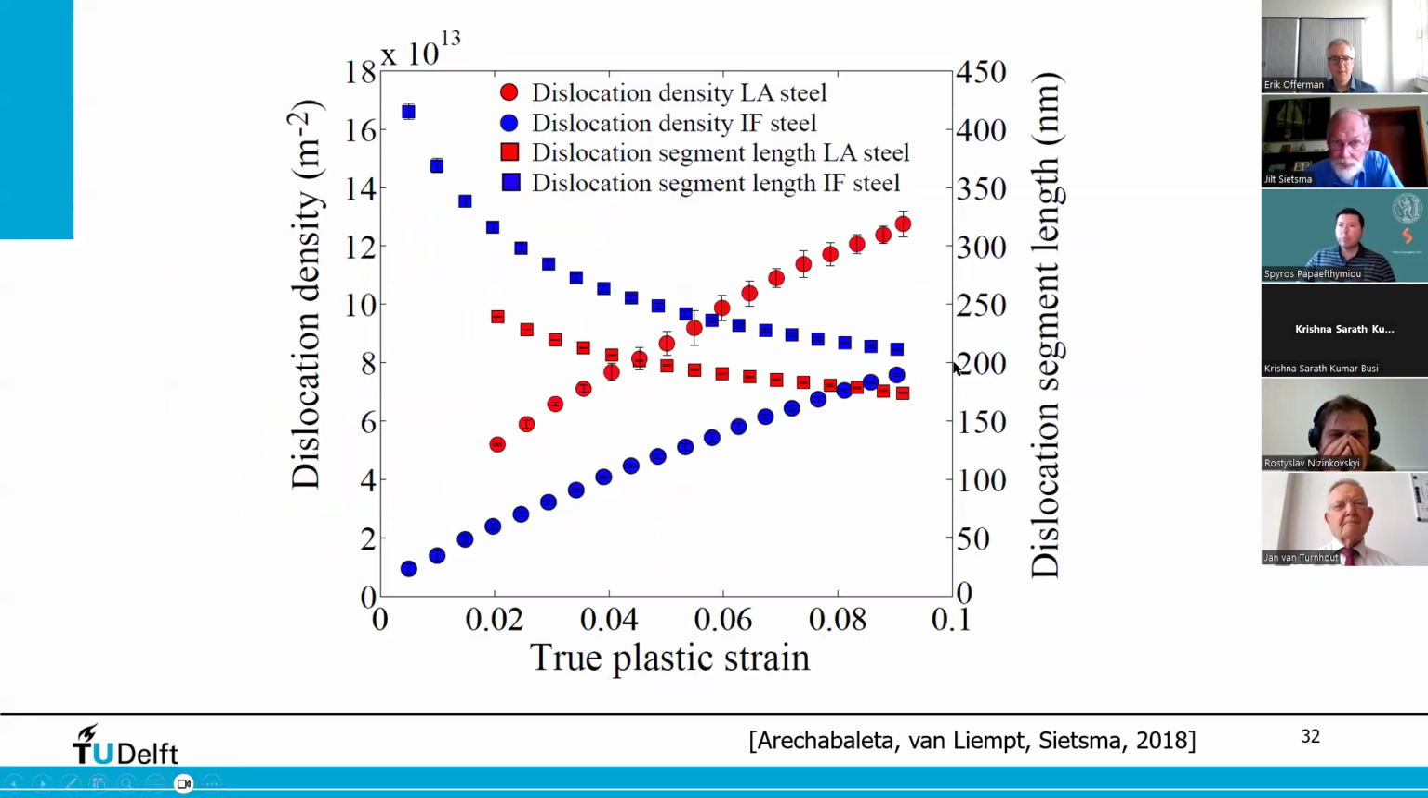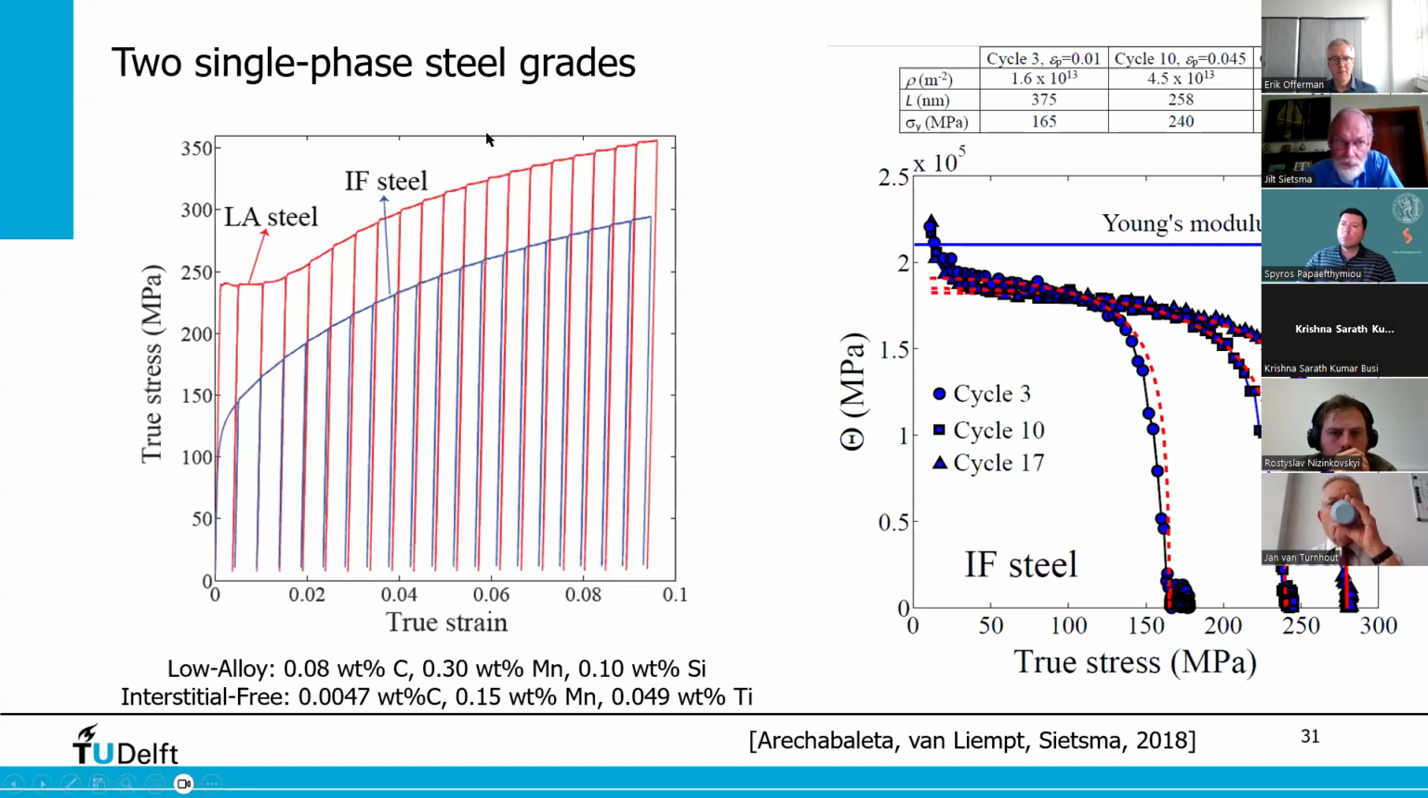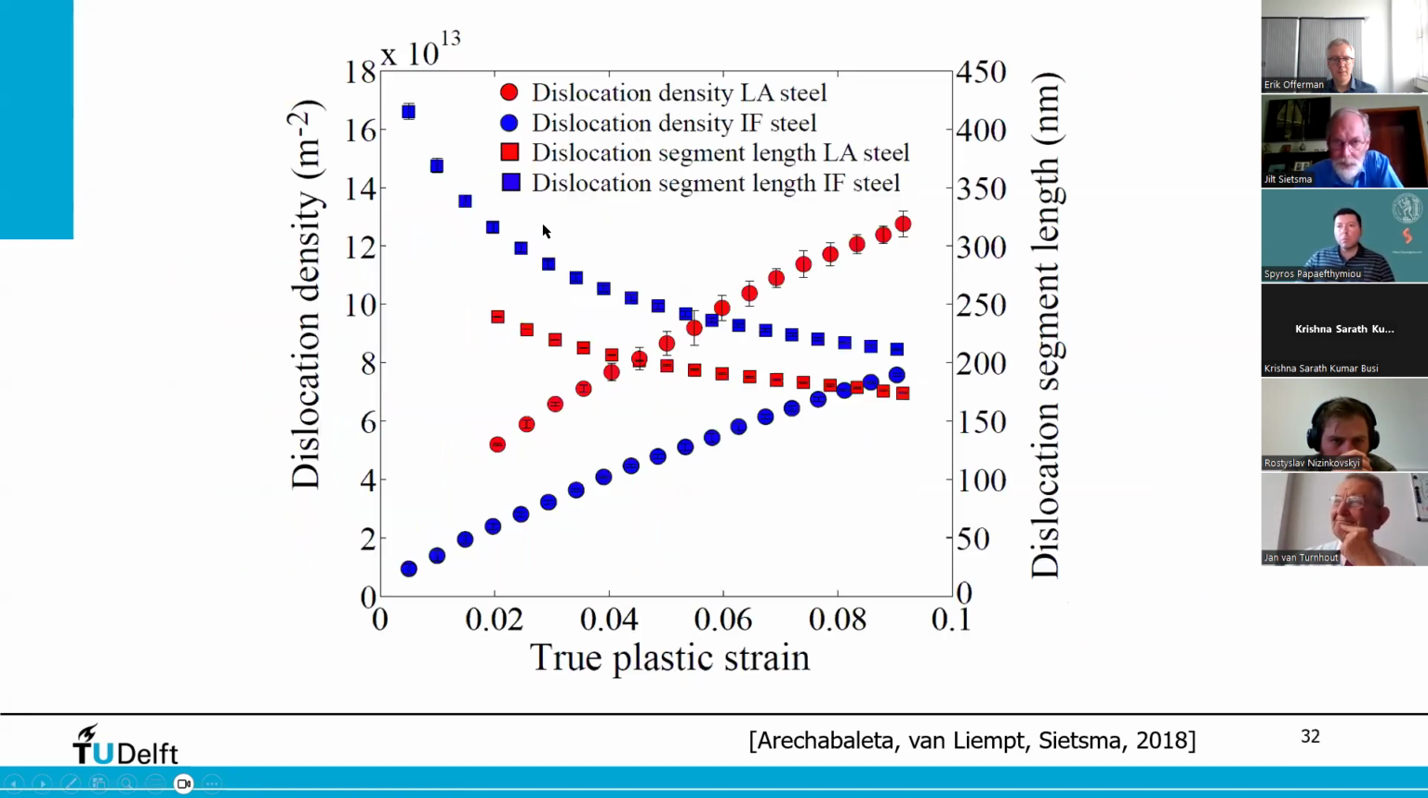And you can do that for 20 steps. So these are all 20 loading cycles that we took. We skipped for the low alloy part the yield flag, because that's a complication which we think would be too complicated to take along. So we started a little bit later here. But you see a very consistent increase in the dislocation density and a very consistent decrease in the segment length.